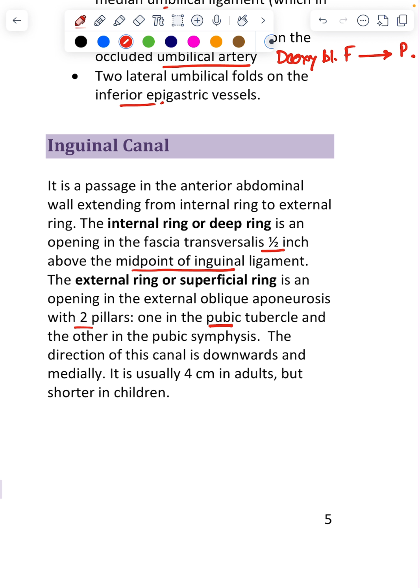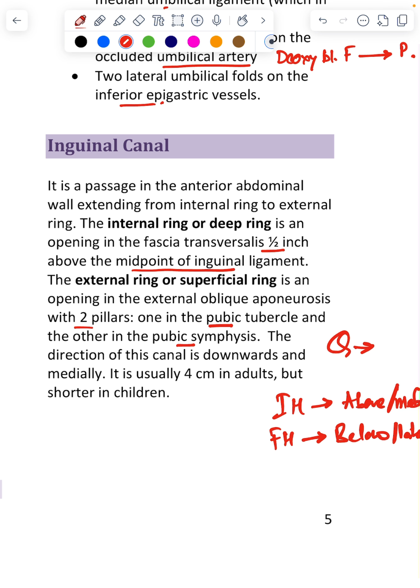Pubic tubercle is one and another is pubic symphysis. So this superficial inguinal ring is medial to the pubic tubercle. The direction of the canal is downwards and medially. That's why inguinal hernia is always above and medial and femoral hernia is below and lateral. That is the question. Inguinal hernia above and medial, and femoral hernia is below and lateral. This is the difference.